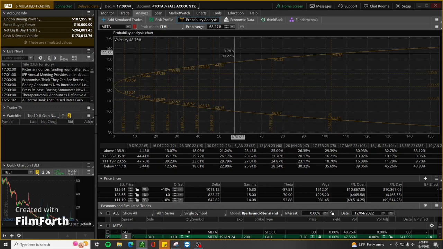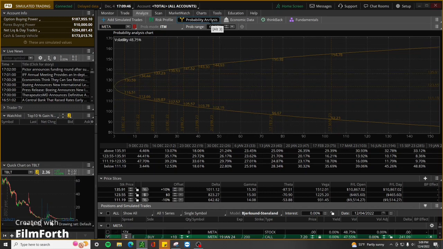Today we're going to be looking at the probability analysis tool and how you can use it to analyze your strategies before executing your buys and sells. Last time we talked about the add simulated trades. We talked about the risk profile. So you can check out our last videos just to get a little bit more insight on those two tabs there.